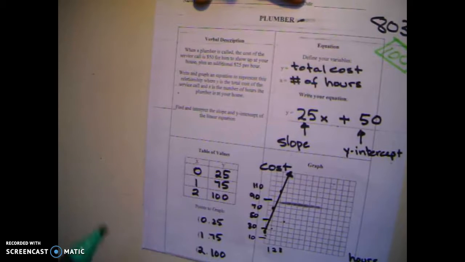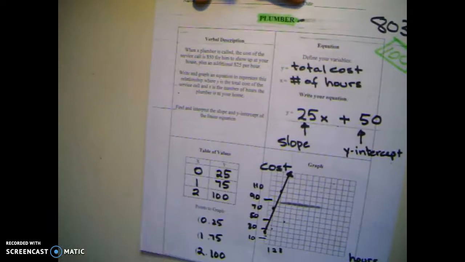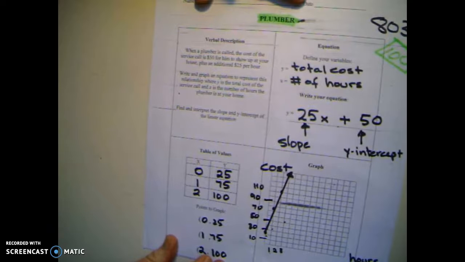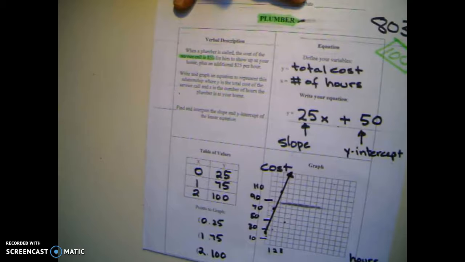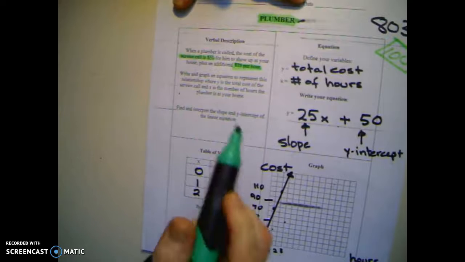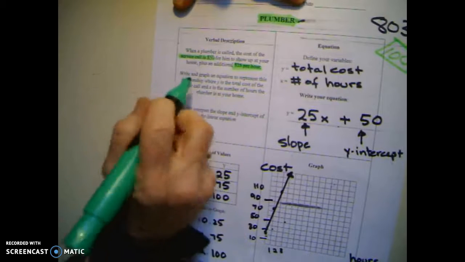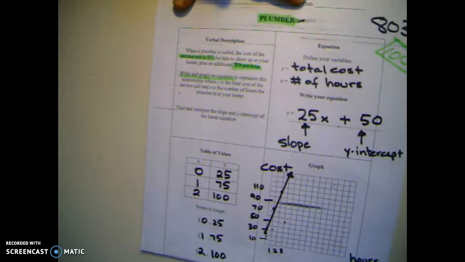So let's look at example number 1. This is a plumber. This is very typical in real life. Verbal description: when a plumber is called, the cost of the service call, meaning the guy just shows up, is going to cost $50. For each hour that he works at your house, it's another $25 per hour. So write the equation. You need to write an equation and graph this situation.